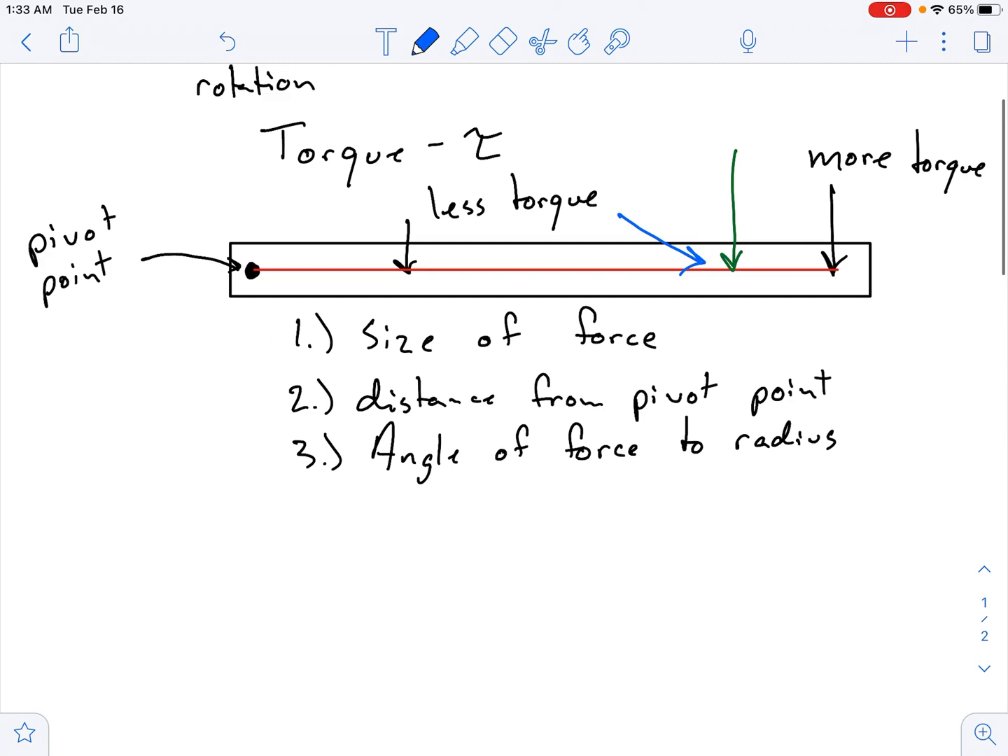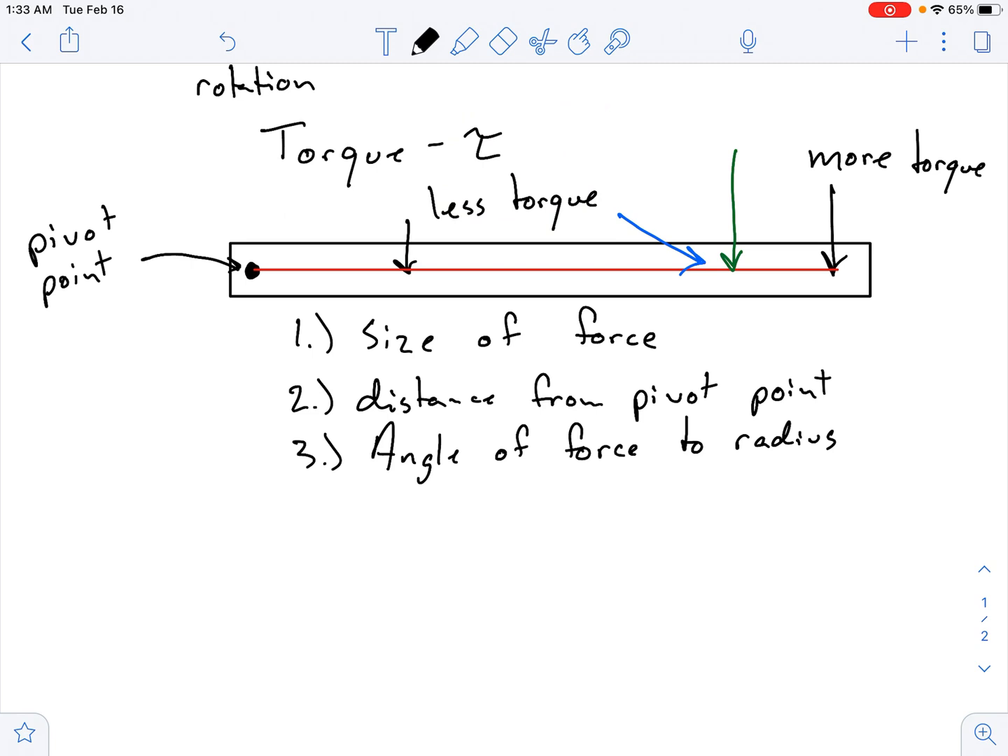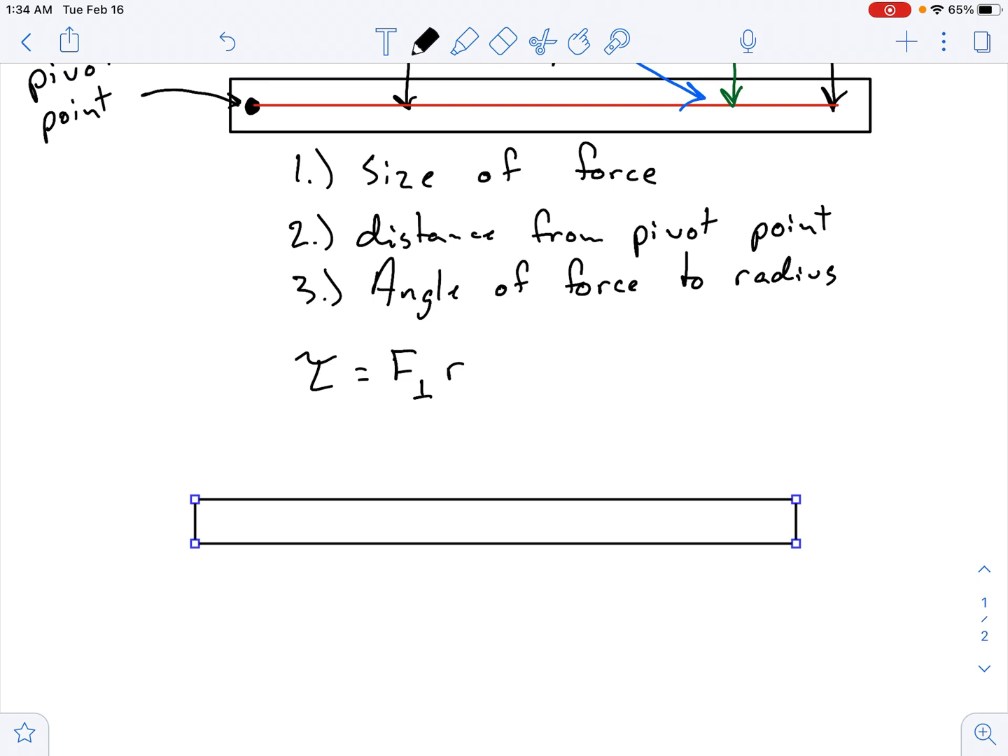These three things get us to our equation for torque. Our equation for torque is force perpendicular times r, or the distance. So if I can get back my beam here, let's see if I can do this right the first time. There we go.